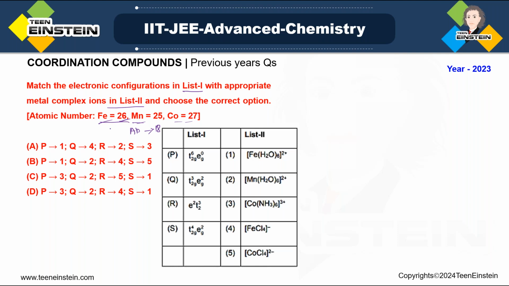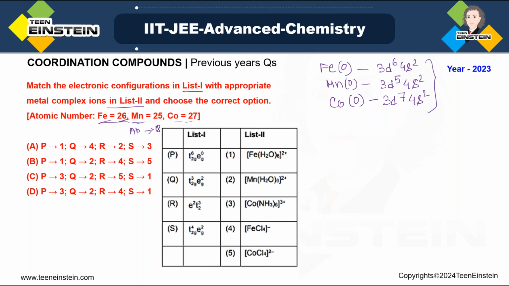But if you can already remember the total number of electrons present in 3d and 4s, then it is good. For example, when it is iron in zero oxidation state, after argon there are a total of 8 extra electrons, so it is 3d6 4s2. Now when it is Mn in zero oxidation state after argon, it is 3d5 4s2. And for cobalt, zero oxidation state, it is 3d7 4s2.